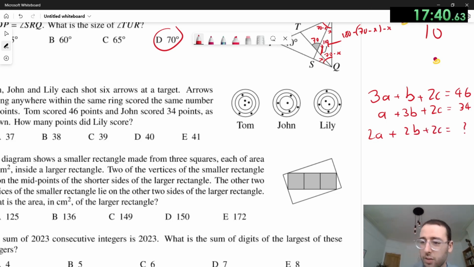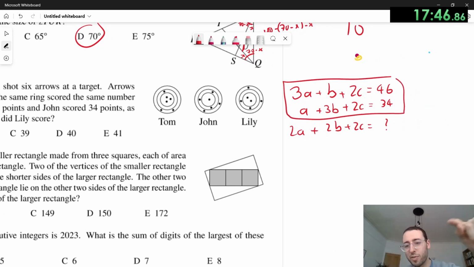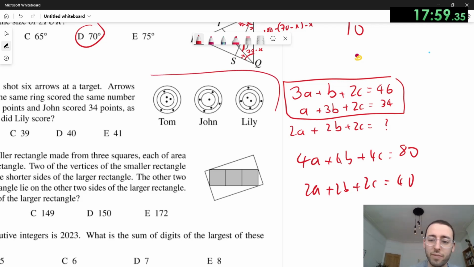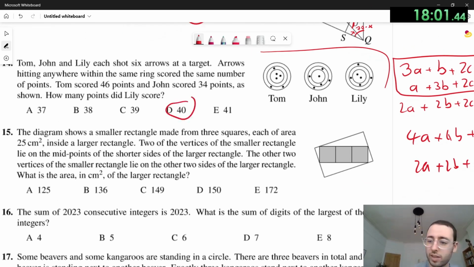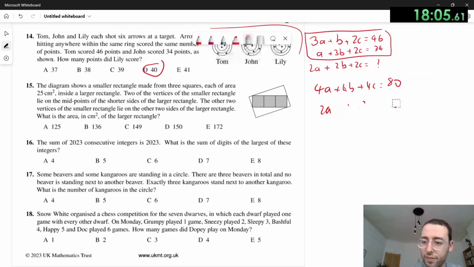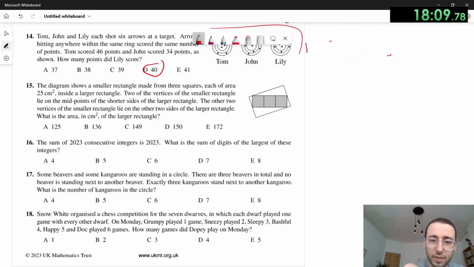Oh my god, the most classic math challenge question of all time, because when I add all of these together, this is Math Challenge's favourite type of puzzle. 4a plus 4b plus 4c equals 280. So 2a plus 2b plus 2c equals 40. All these questions, they love this type of simultaneous equation question. Okay, that was cool. Let's go.